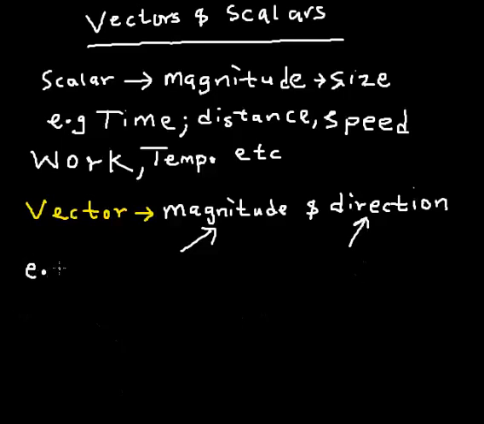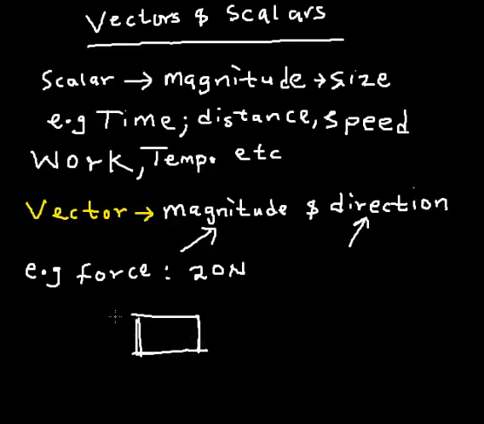Now, a typical example is force. If you say that a force of 20 Newton is acting on a body, the information is not complete. Why? Because the impact of this force depends on the direction. Let's say this body is experiencing a force of 20 Newton.